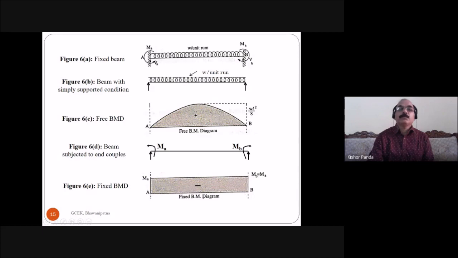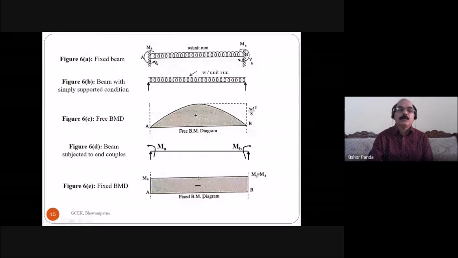If this is unsymmetrical loading, then you have to take MA or MB, whichever is higher and whichever is lower. You have to plot according to the given loading. But here, due to symmetrical loading, the fixed bending moment diagram is a rectangle, as MA is equal to MB is equal to M. And then you have to assume the free BMD is positive and the fixed BMD is negative.